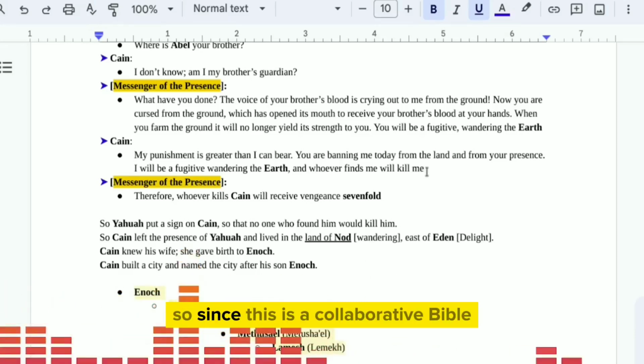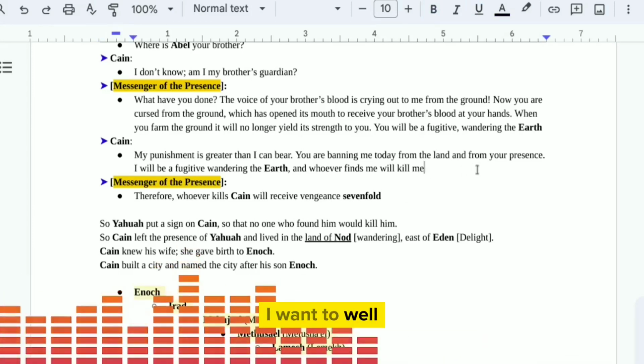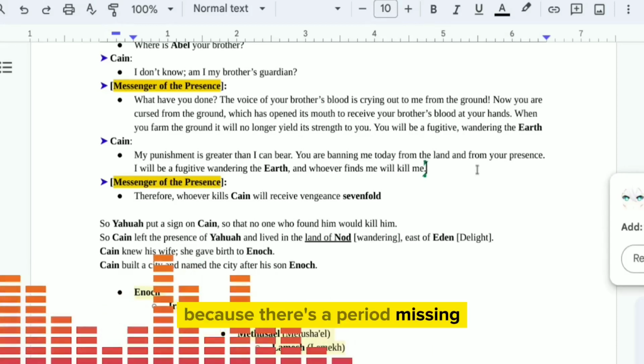So, since this is a collaborative Bible, I want to, well, first of all, I want to add this period here because there's a period missing.